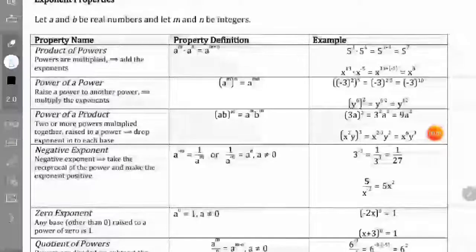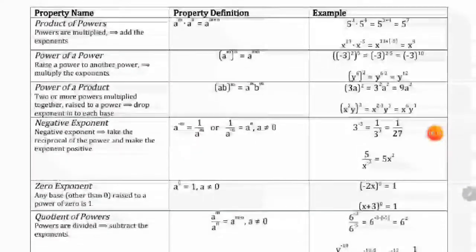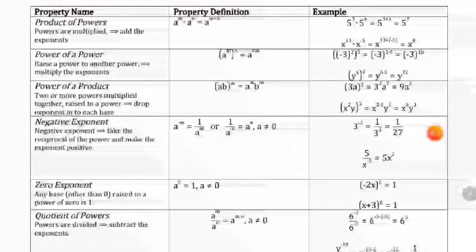Today we're working in Algebra II, properties of exponents, and a little bit of scientific notation. So here we go. Our first property, product of powers.